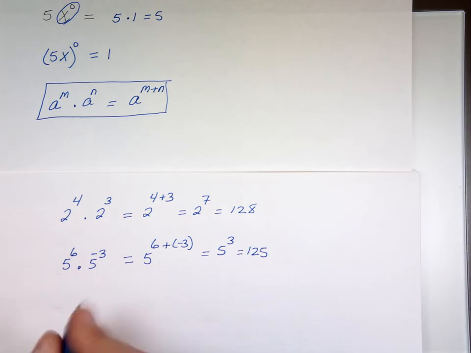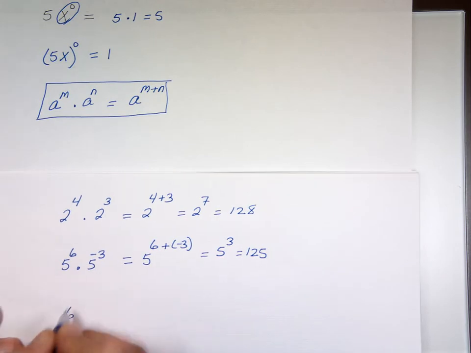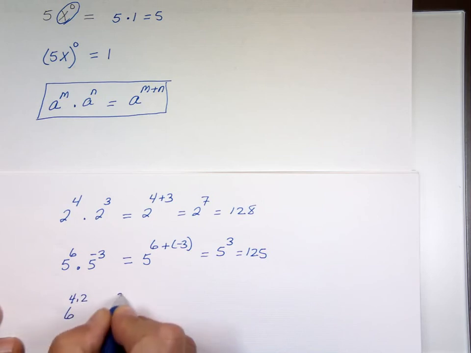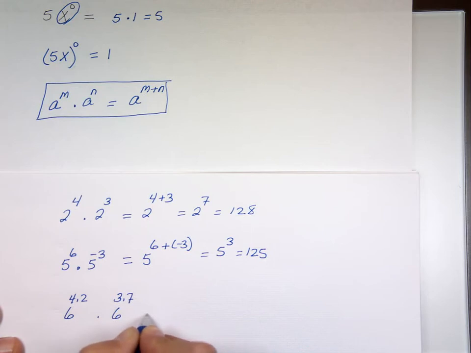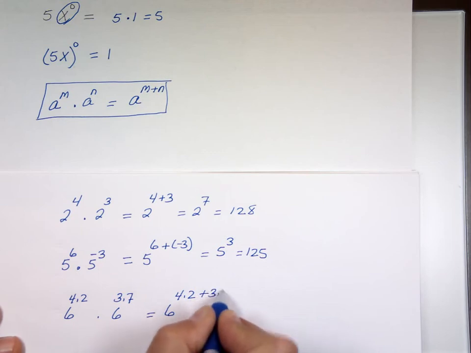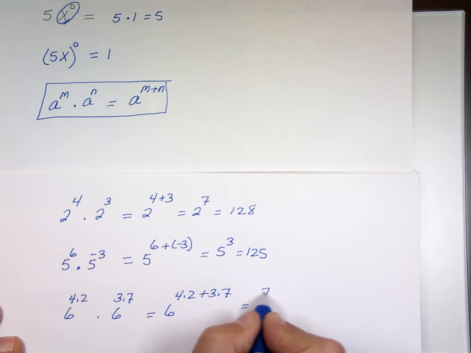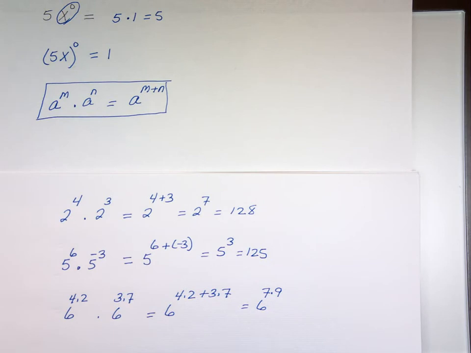There could be decimal numbers. Could be 6 to the power 4.2 times 6 to the power 3.7. This will be 6 to the power of what? 4.2 plus 3.7, and that'll be 6 to the power of what? 7.9. So when you multiply, keep the base, add the exponent.